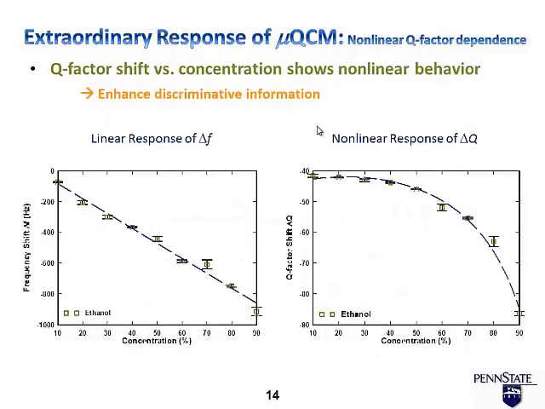And the second interesting observation is the nonlinear quality factor shift response as a function of concentration, whereas the frequency change shows a very linear dependence on the concentration. Although these are two extraordinary responses of our sensing system, these observations actually give more discriminative information which can be used later to improve the accuracy of the classification and discrimination of the multi-analytes. We'll get back to it later.